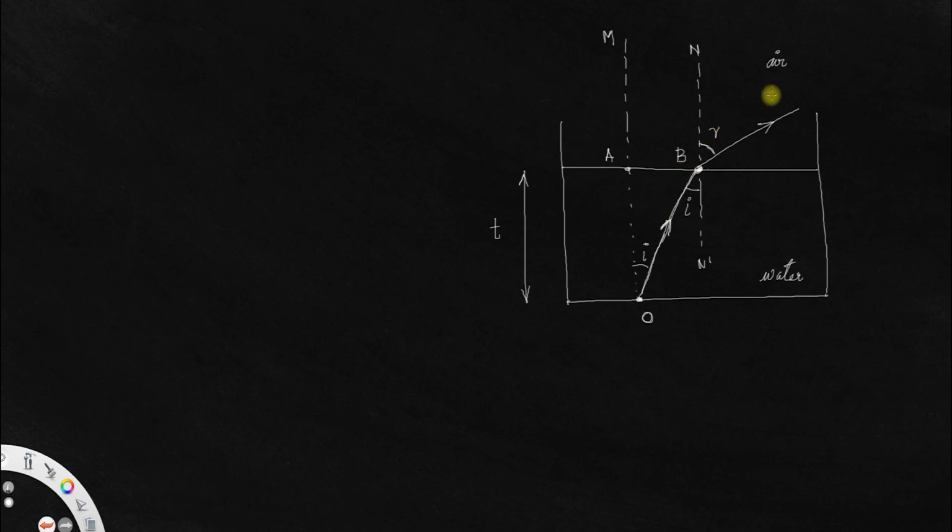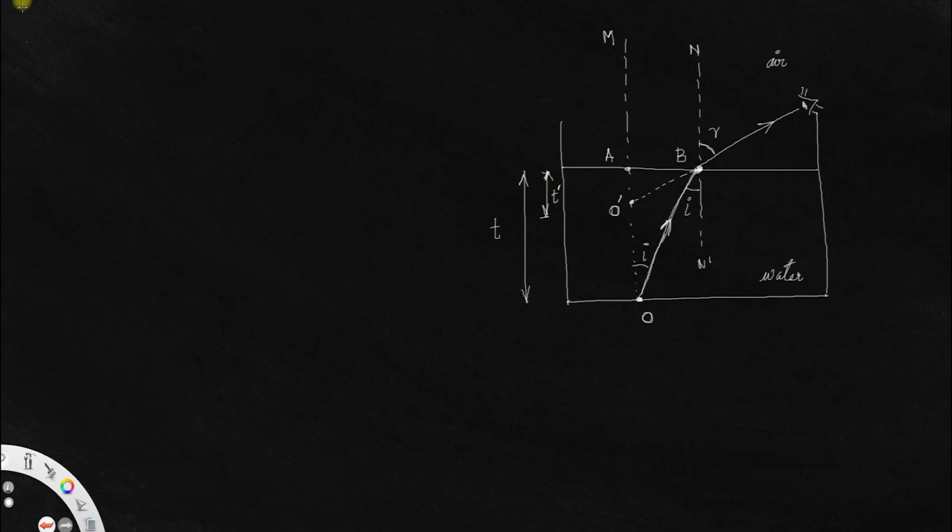Now, when I look from here, I see this point-sized object O raised through this height. So call this point as O dash, which will be the apparent position of the object. See, this is the real position, but when I view from here, I clearly can observe that this object is raised. So let's call the distance of O dash from the surface as T prime or T dash.